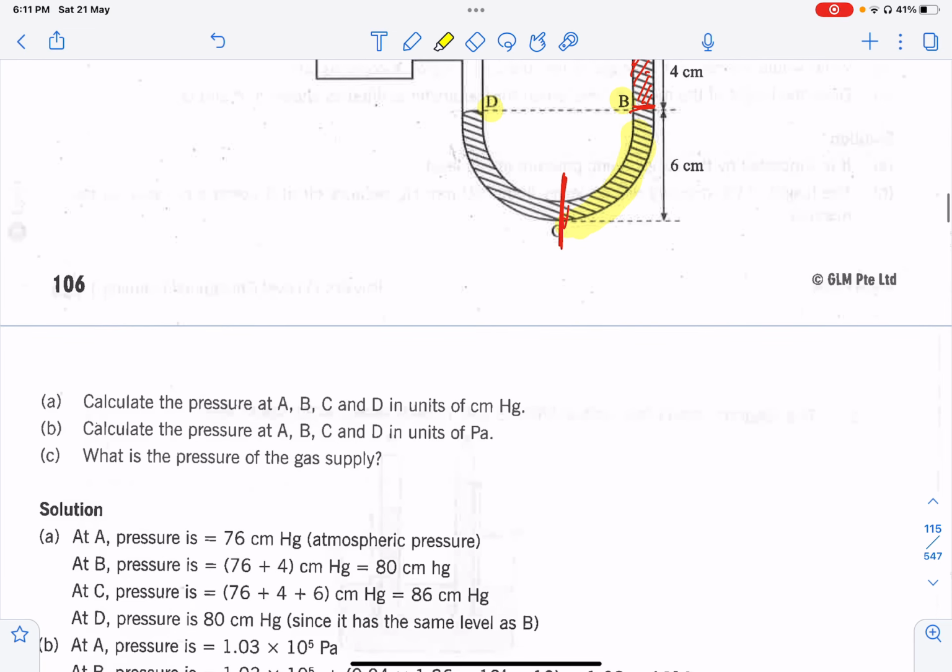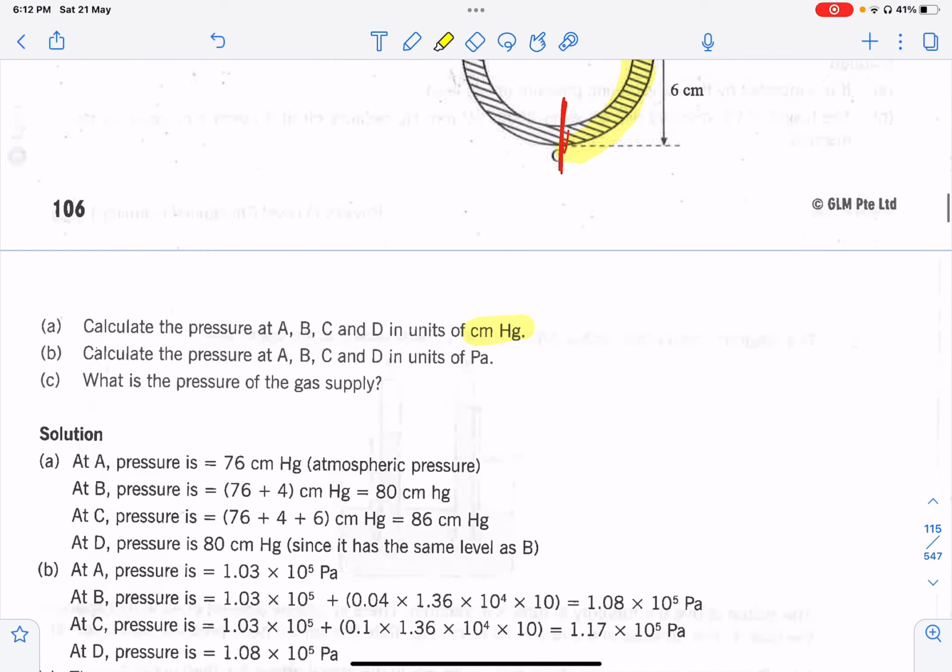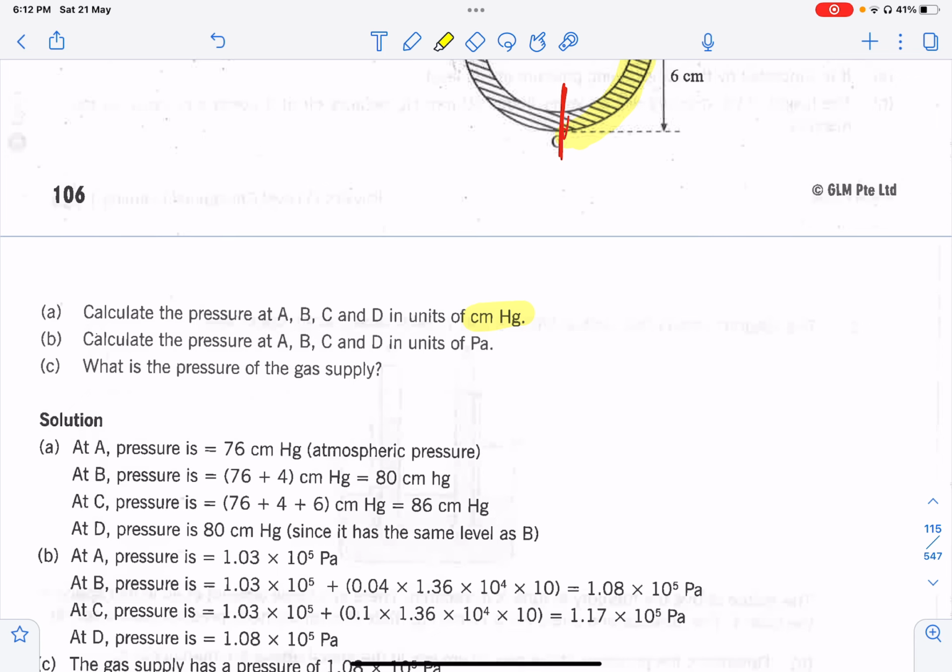What would the pressure at A, B, C, D be in terms of Pascal? Pascal is the SI unit, different from cm Hg. For Pascal, we do know the atmospheric pressure, and it's just a simple conversion, so that will be quite straightforward. All this is just playing around with conversion.